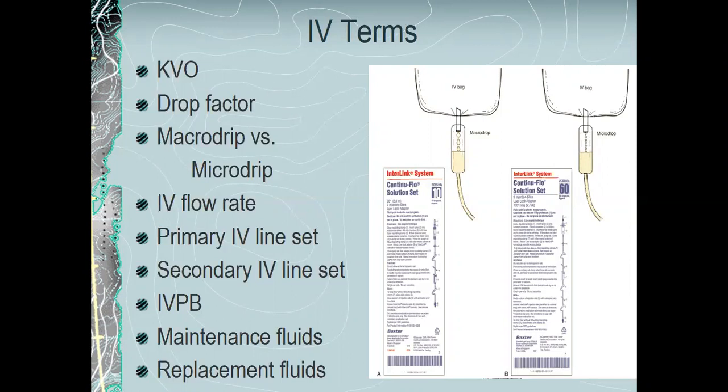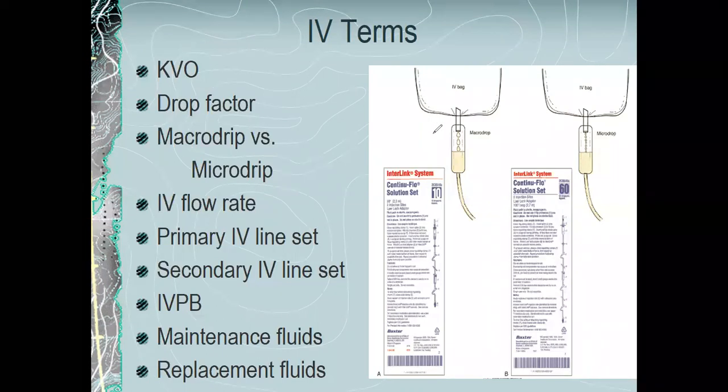Drop factor is going to be the number of drops per milliliter. So as you see in your image here, your drop factor is going to be shown on your package. So this is a 10, so 10 drops per mL. And that's going to be a macro drop, so a large drop or a large drip. Macro drip or macro drop is going to be large, macro large, micro small. So large drip, macro drip, 10 drops per mL.